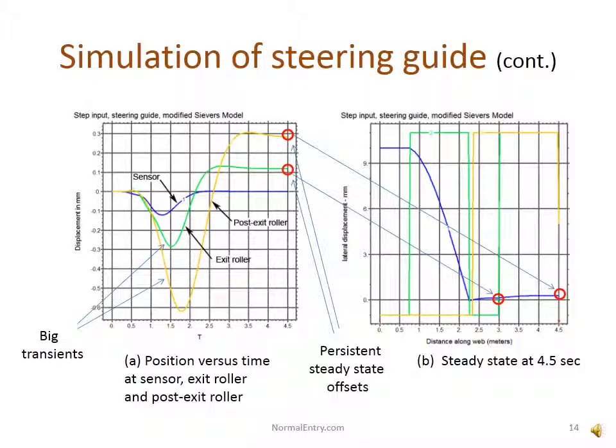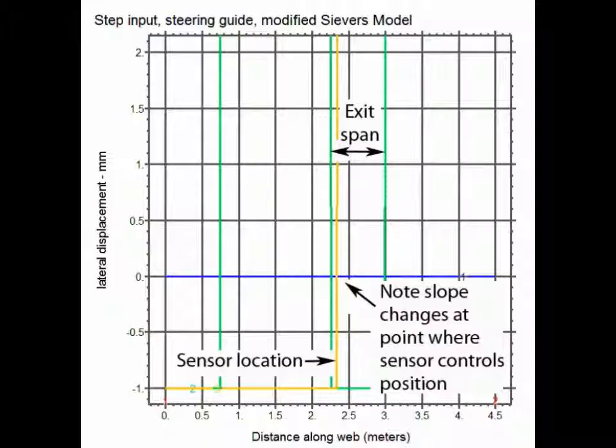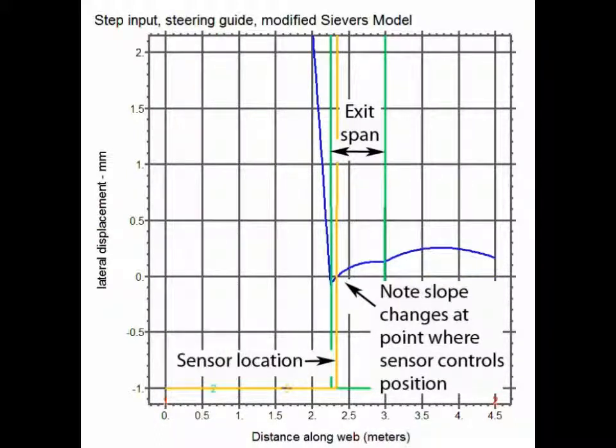To help understand what's causing this, let's run the animation again, but change the vertical scale so we can see more detail in the exit and post-exit spans. Notice that the slope changes at the point where the sensor controls position. The guide can control position, but it can't control slope, so the web just seesaws around that point of control.